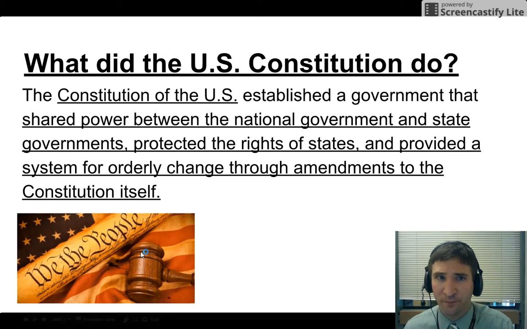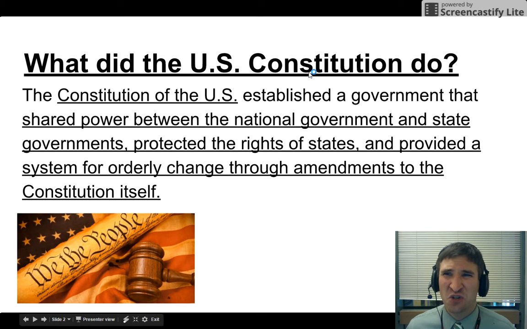Onward we go. What did the U.S. Constitution do? Please fill in the blanks. The Constitution of the U.S. established a government that shared power between the national government and state governments, protected the rights of states, and provided a system for orderly change through amendments to the Constitution itself. And here is the U.S. Constitution with the first three words, "We the people."